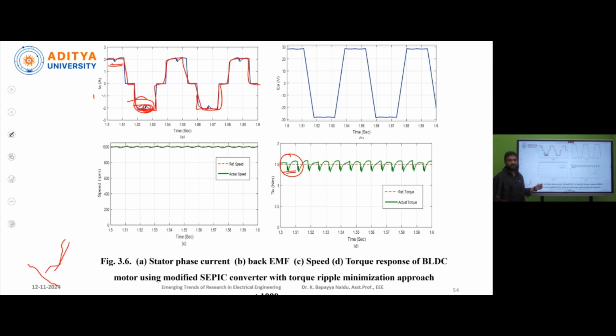The main advantage of this type of modified converter topology using these additional voltage controllers is that, along with the power factor improvement, we can also reduce this torque ripple. This is the main advantage of these modified converter topologies. These are the results for the modified SEPIC converter.